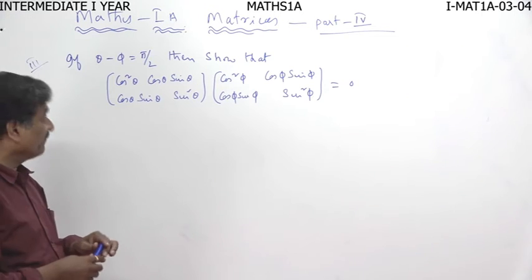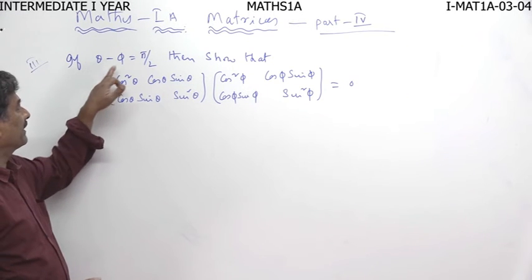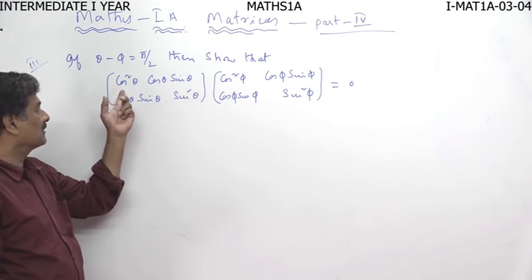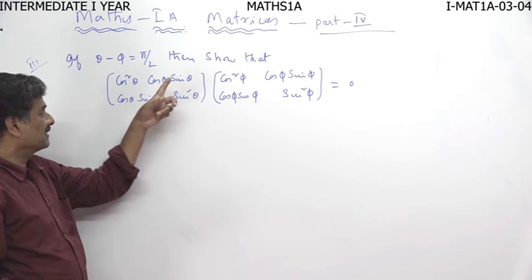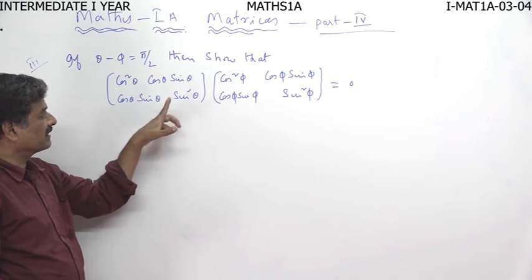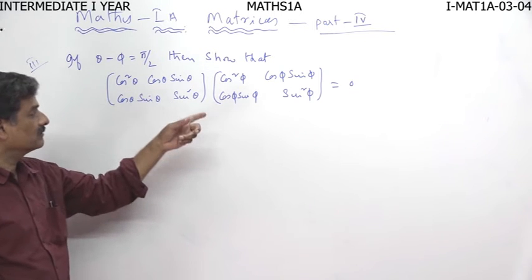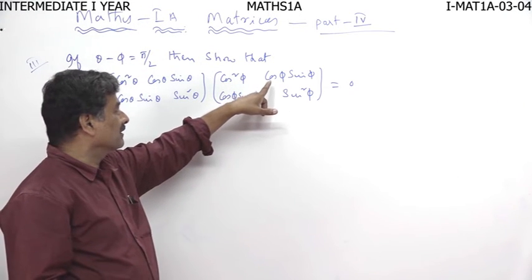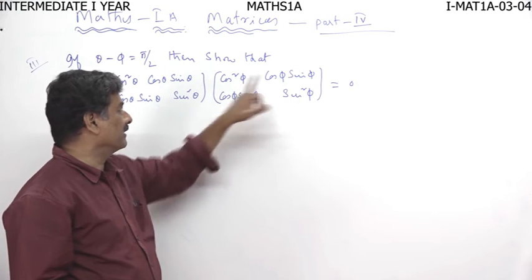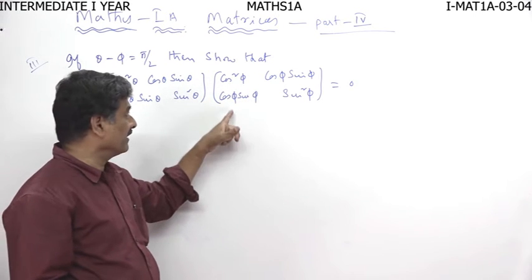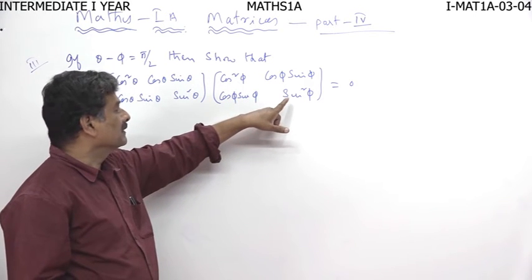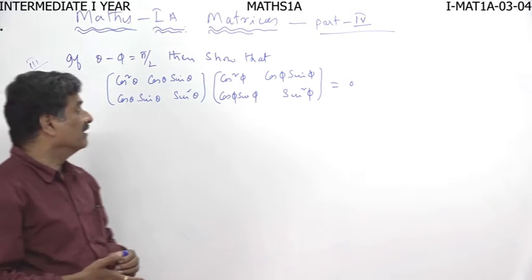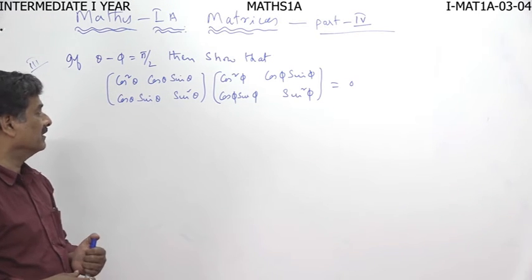Okay, if theta minus phi is equal to pi by 2, then show that cos square theta cos phi sin theta sin phi plus cos theta sin theta sin square phi... equal to 0. You have to show this one.